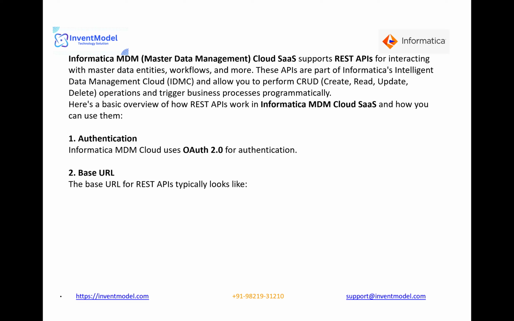So here is a basic overview of how the REST API works in Informatica MDM Cloud SaaS. So first is authentication. Informatica MDM Cloud uses OAuth 2.0 for authentication. So we have to remember that it uses OAuth 2.0. Now second is the base URL. So the base URL for the REST API. So we have the base URL as well.